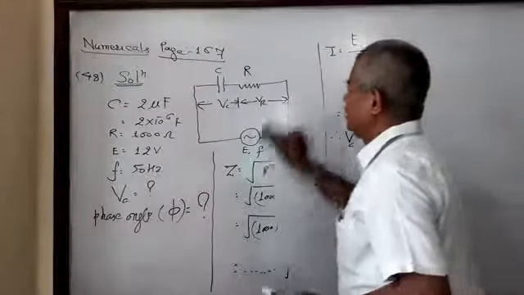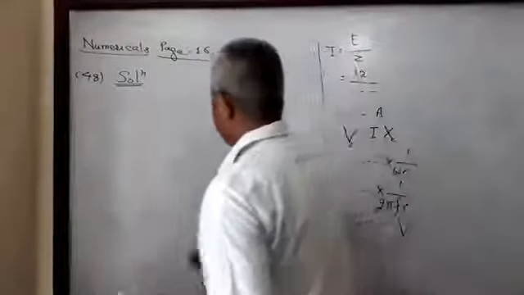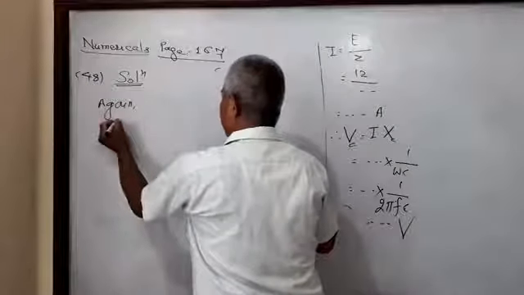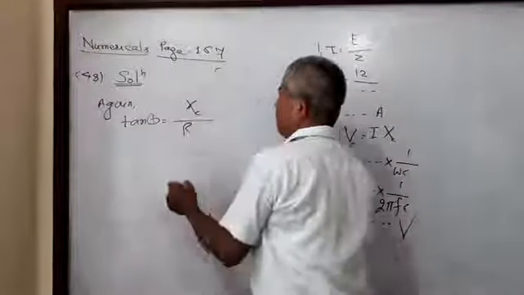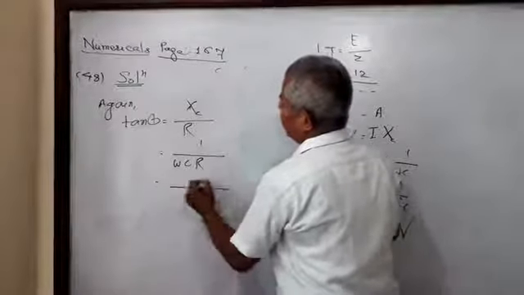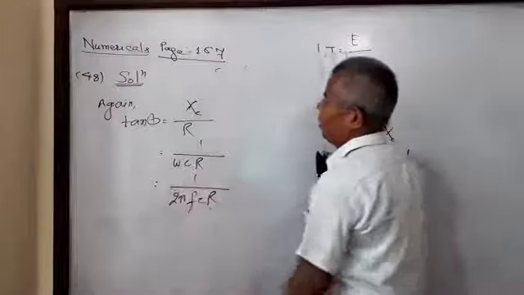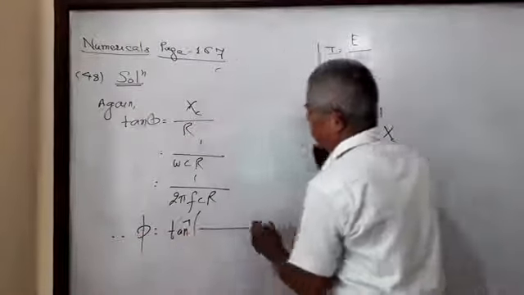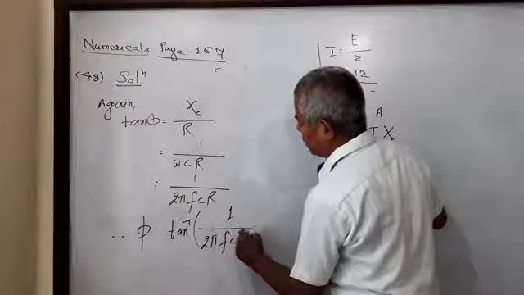And we know that for the phase angle phi, tan phi is equal to XC divided by R. XC has the value 1 by omega C, and omega is 2 pi F. Therefore the phase angle phi is equal to tan inverse of 1 divided by 2 pi F C R.